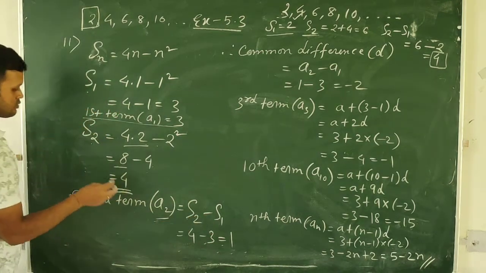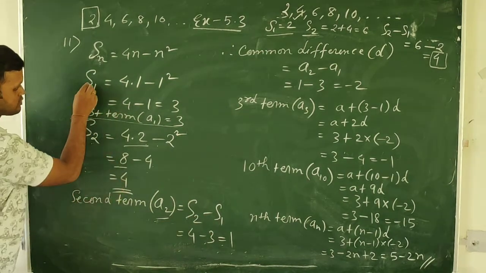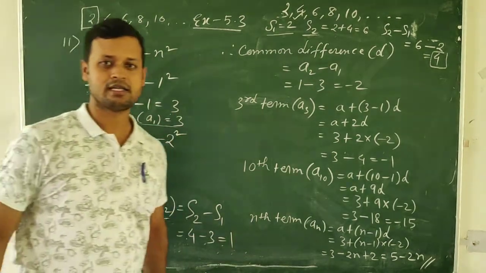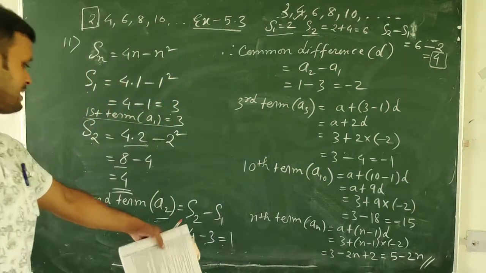That means S2 is what? 4 and S1 is what? 3. So 4 minus 3 will be what? 1. Therefore the second term is what? Second term is 1. Second term is 1, isn't it?